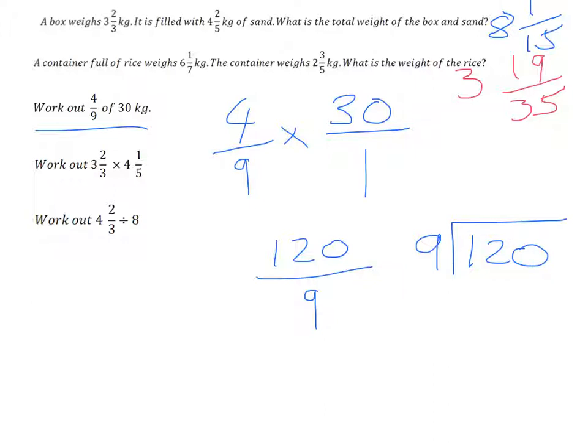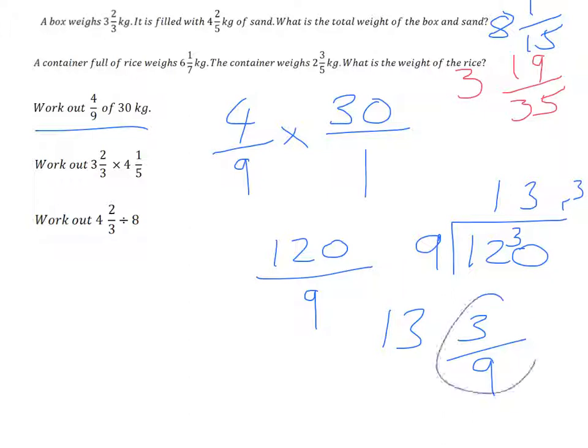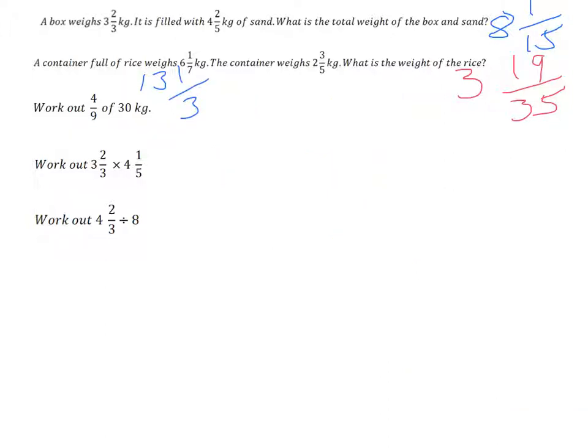9's into 12 goes once, the remainder of 3. 9's into 30 goes 9, 18, 27, 3 times, remainder of 3. So the answer is 13. My remainder of 3 being divided by 9, and that simplifies to 1 over 3. So my answer is 13 and 1/3.